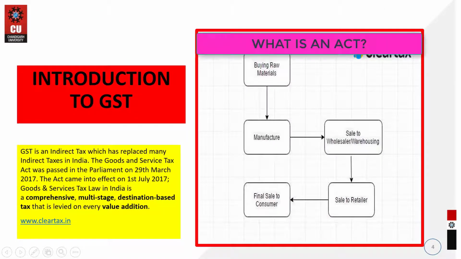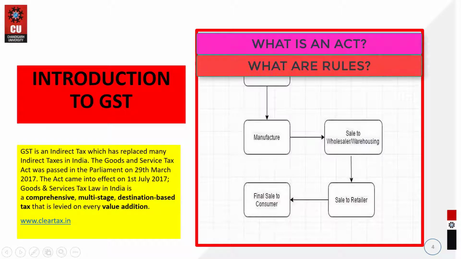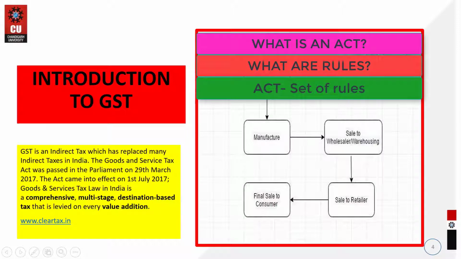They must be aware of what is an act, what are rules, and what is the difference between act and rules. So to start with, what is an act? An act is nothing but a set of rules. It is a book which contains rules regarding a particular area, regarding a particular field.